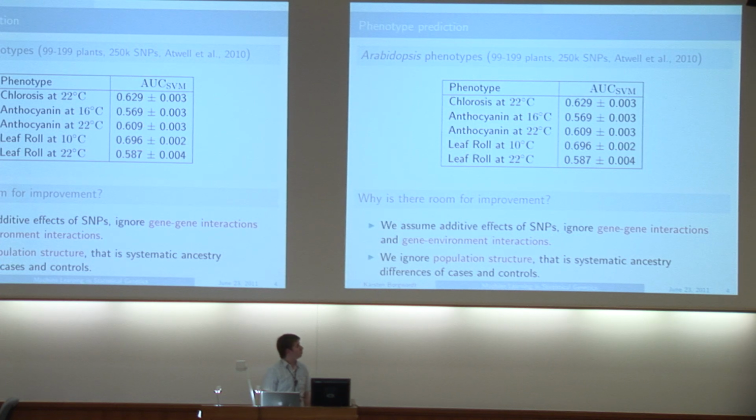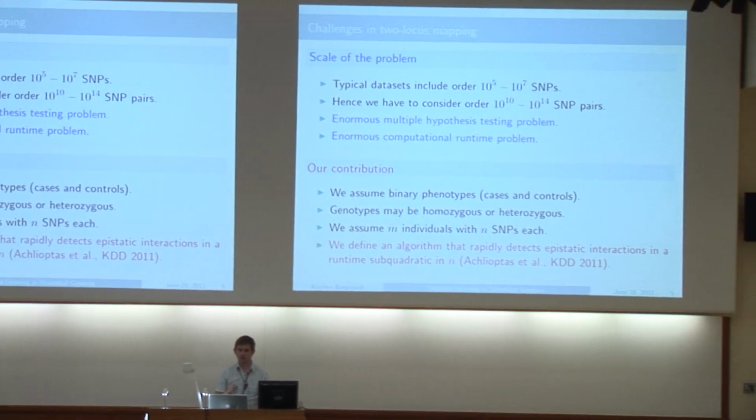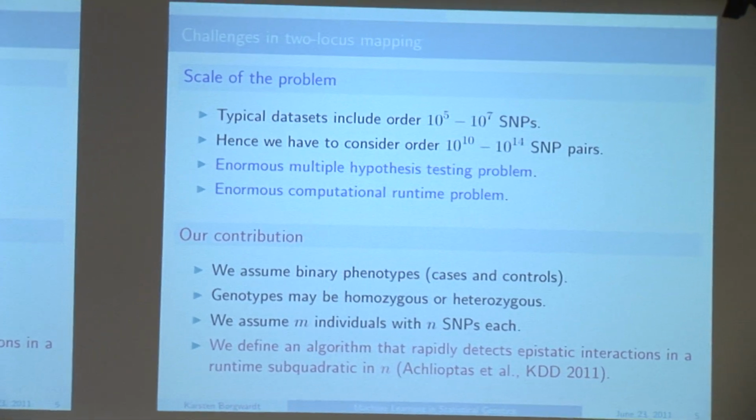Now, why do we do this? Why don't we consider these gene-gene interactions? Well, considering gene-gene interactions, and in particular SNP-SNP interactions, is a very difficult problem. Why is it so difficult? Typical data sets that we use in genetics nowadays include 10 to the 5 to 10 to the 7 SNPs per individual. So if we want to look at all pairs of SNPs in these data sets and find out if they are associated with the phenotype, then we have to look at order 10 to the 10 to 10 to the 14 pairs. This leads to two problems.